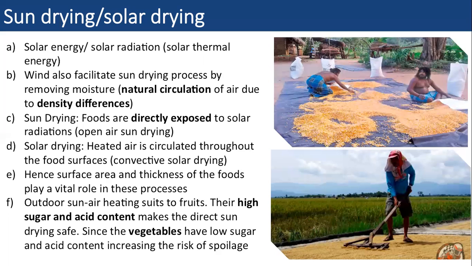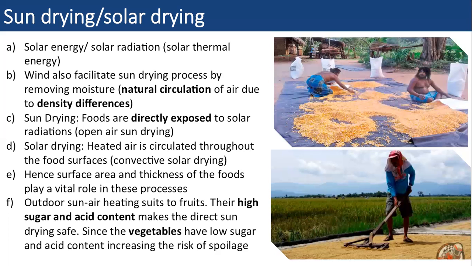we never expose foods directly to the sunlight, but we use solar energy to enhance the temperature of air inside the cabin. I will show you some examples. Hence, surface area and thickness of the food play a vital role in this process. Outdoor sun air heating suits fruits. Their high sugar and acid content makes direct sunlight safe. Since vegetables have low sugar content, they tend to spoil.